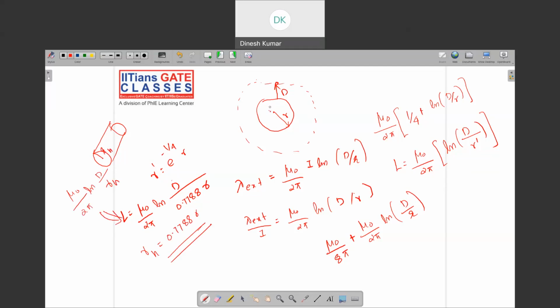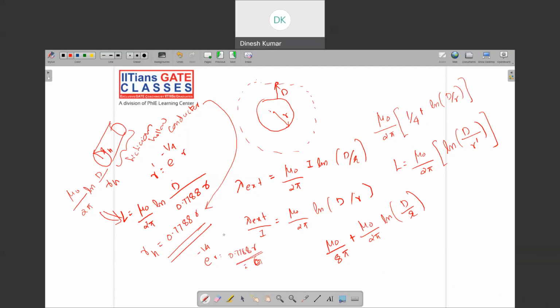So that means if this solid metallic conductor is replaced by a fictitious hollow conductor, then the radius of that fictitious hollow conductor is 0.7788 r, which produces the same flux. These two conductors produce the same flux, right? So this quantity, e raised to minus 1 by 4 r, equal to 0.7788 r, is something we normally call the GMR, geometric mean radius, when there is more than one conductor.